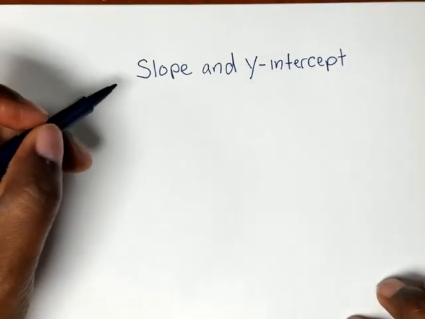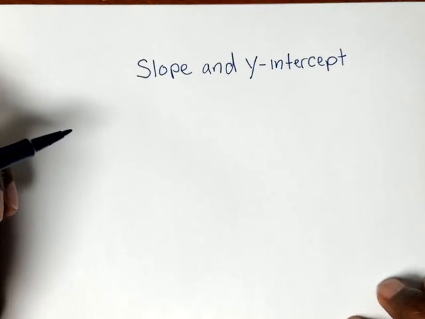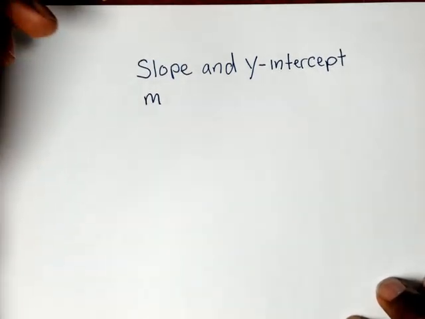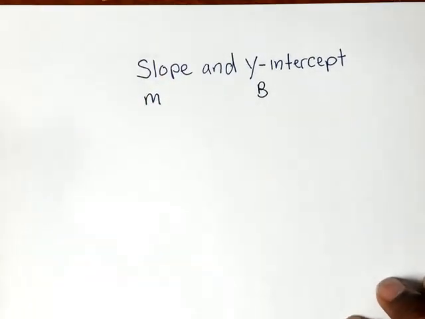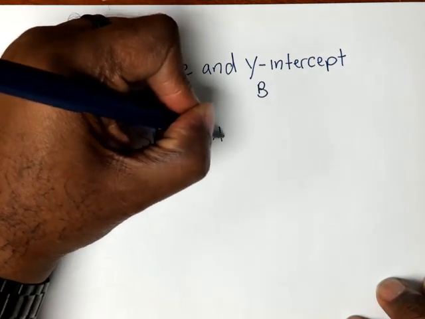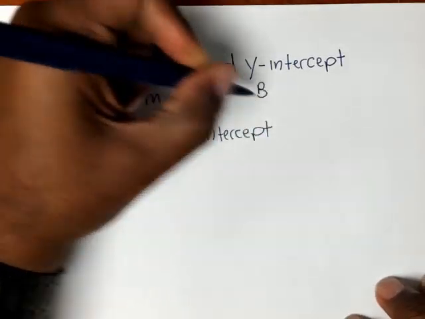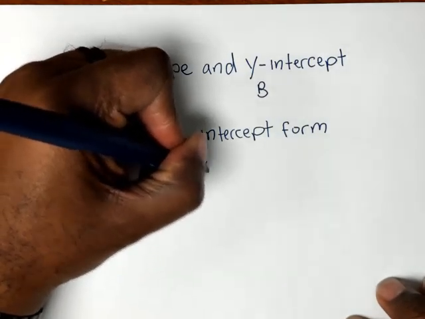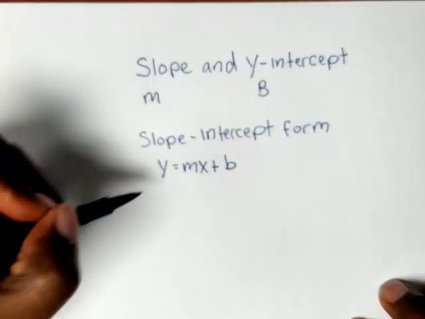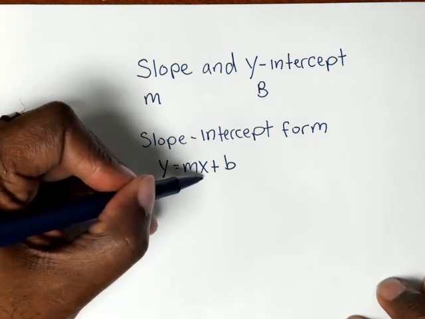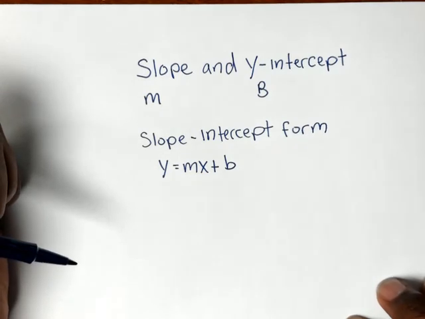Let's start with slope. First, we need to know the notations that they give us when we're talking about equations with slope. We know the slope is known as m. We know that the y-intercept is known as b. There is a formula called the slope-intercept form, which is y equals mx plus b, which basically says that my output is equal to the rate of change applied to my input plus my starting point. That's what the equation says.